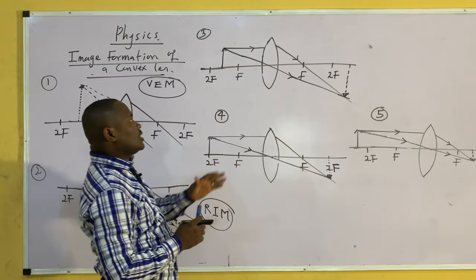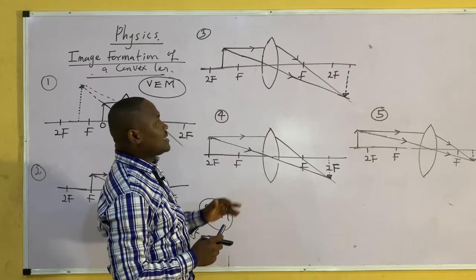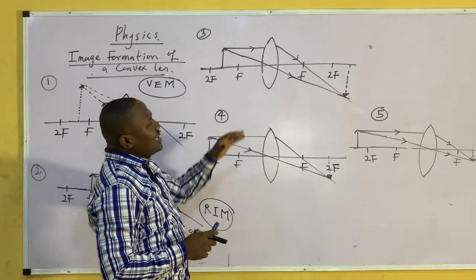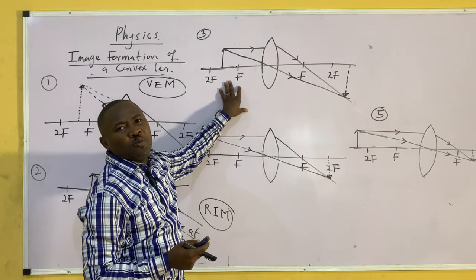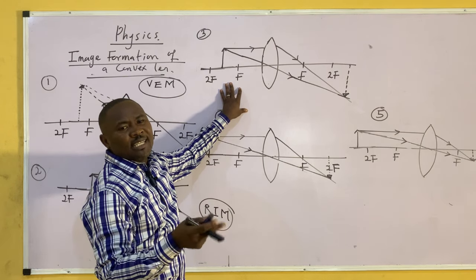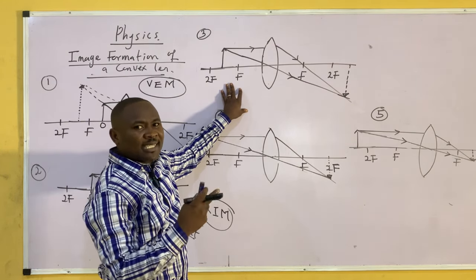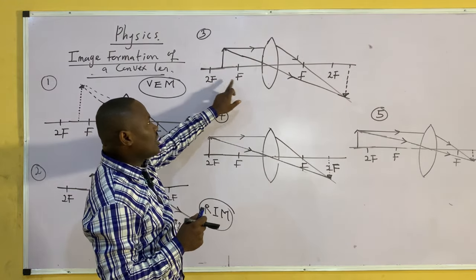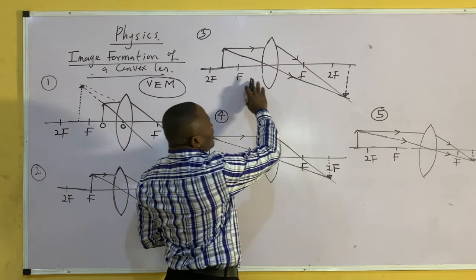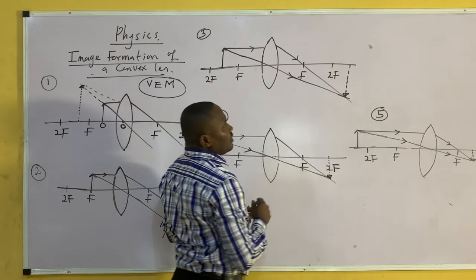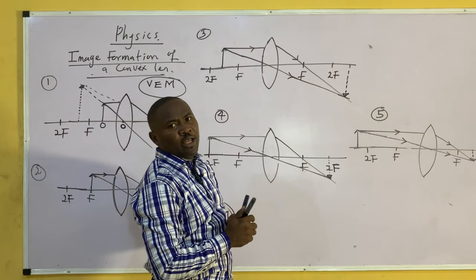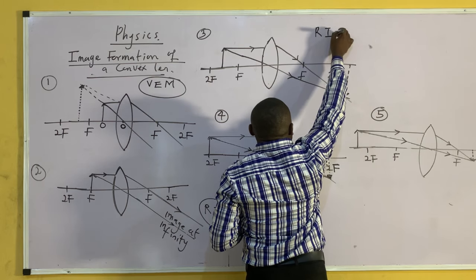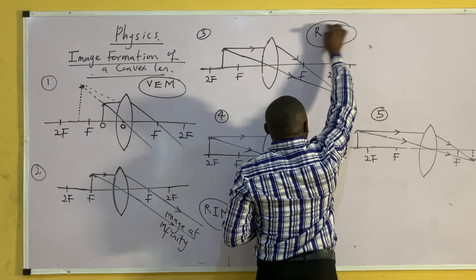Look at number three. The object is now between 2F and F. It looks like the same way we did between C and F as regards a concave mirror. Now, between 2F and F, we have the image beyond 2F. This image is real, inverted, and magnified.